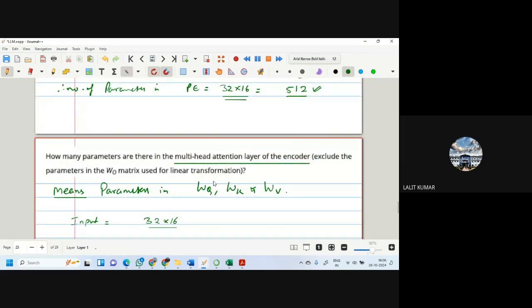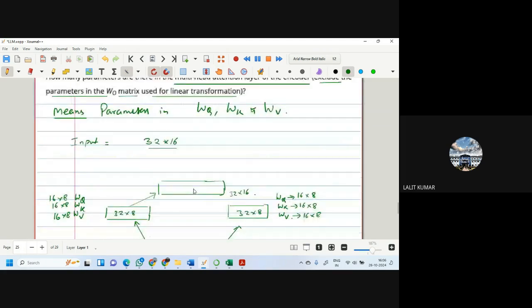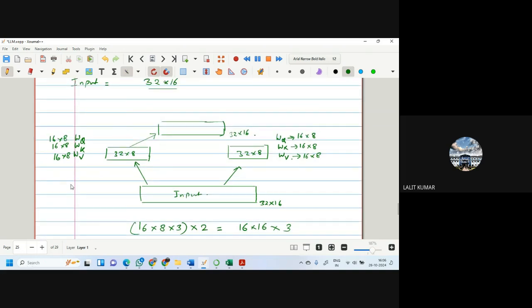Just concepts, simple. How many parameters are there in the multi-head attention layer of the encoder? Exclude the parameters in the WO matrix used for the linear transformation. Directly we can write: there are two heads. We have calculated that 16 is the D model, divided by the number of heads it becomes 8. So the input is 32 into 16. This will give output 32 into 8, this will give 32 into 8, and we get 32 into 16. And these will become the number of parameters.